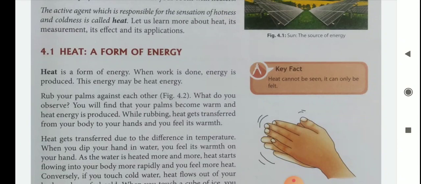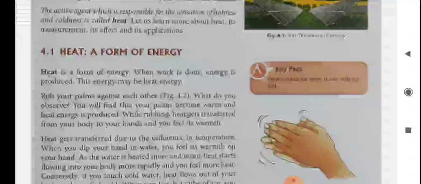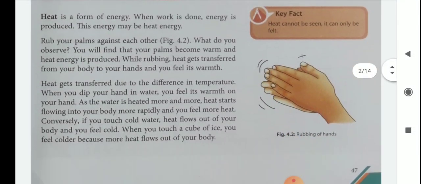For example, when we rub our palms against each other, we feel what? We feel warmth. While rubbing our palms, heat gets transferred from our body to our hands and we feel its warmth.